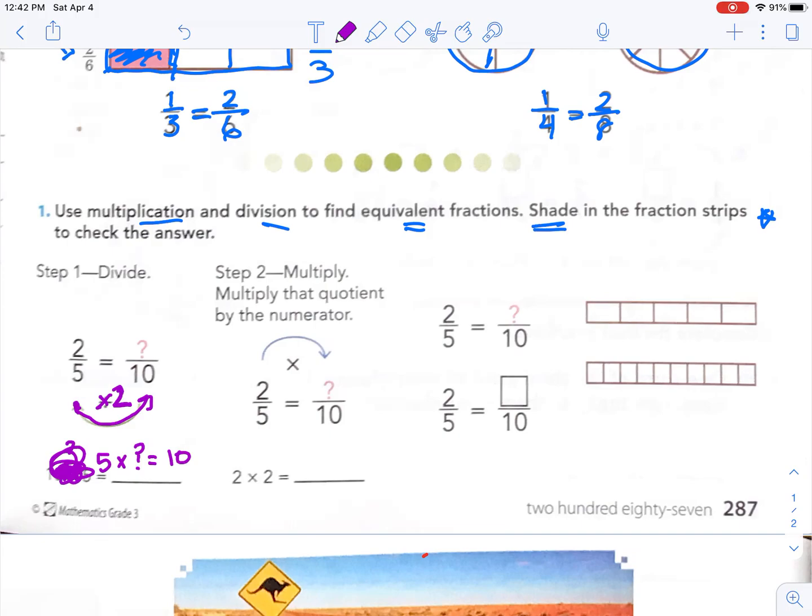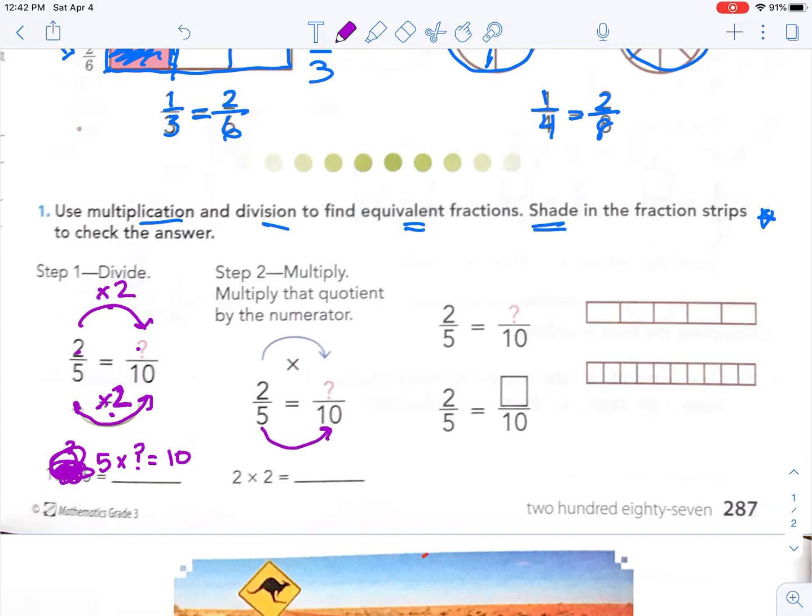Is that the same thing as division? Yes, but this is what it's going to look like on your paper instead. Then I know whatever I do to the bottom, I'm going to do to the top. So if I did times 2 here, I'm going to do times 2 here. So 2 times 2 is 4.